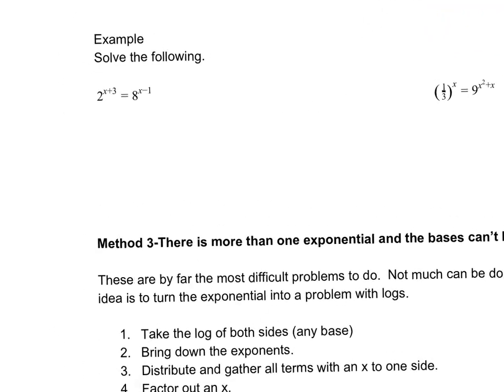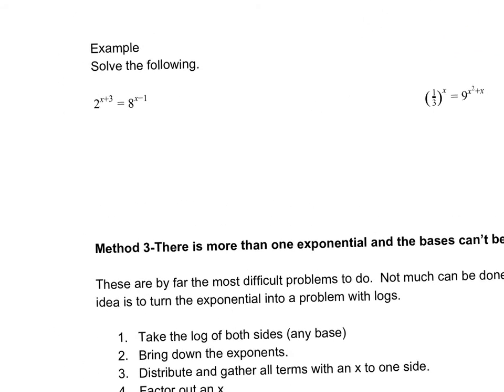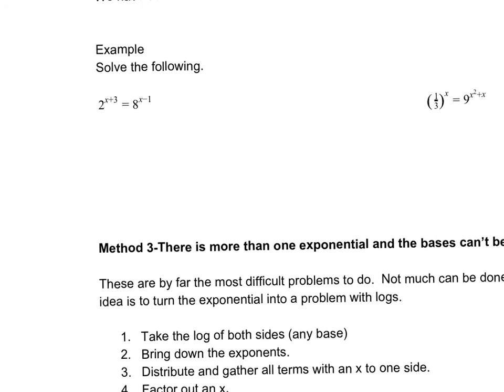So if you look at these two examples, these are ones that we can do that. So we have 2 to the x plus 3 and 8 to the x minus 1. Well, I can't really change 2 to a power of 8, but I do know 8 is 2 to the third, because 2 times 2 is 4, times another 2 is 8. So 2 to the x plus 3 will equal 2 to the third times x minus 1. So now we have the same base. We can cancel those out and just set the exponents equal. So we have x plus 3 equals 3 times x minus 1.